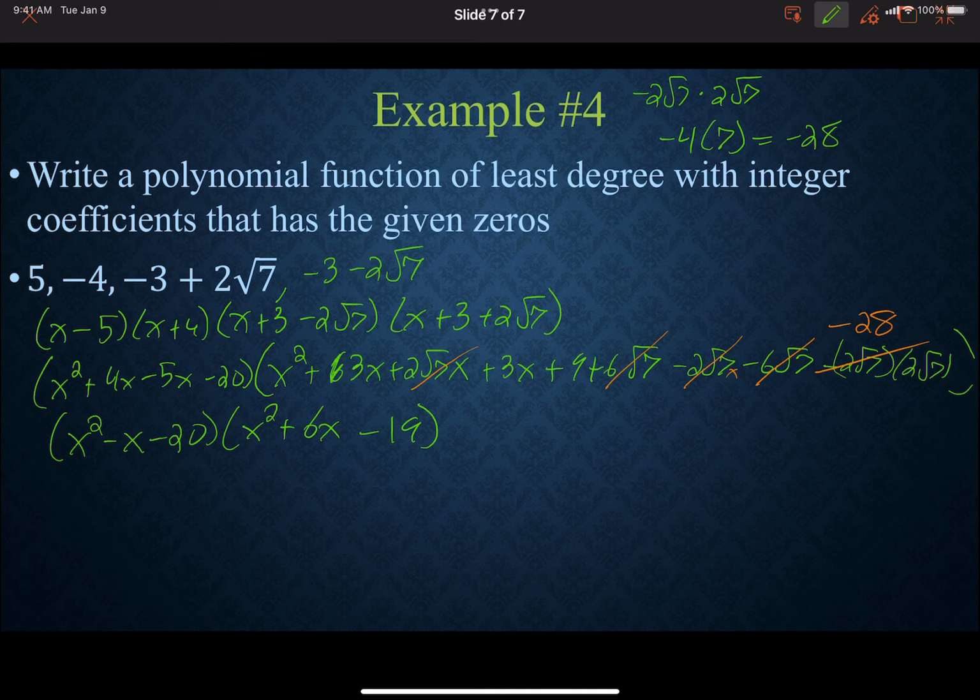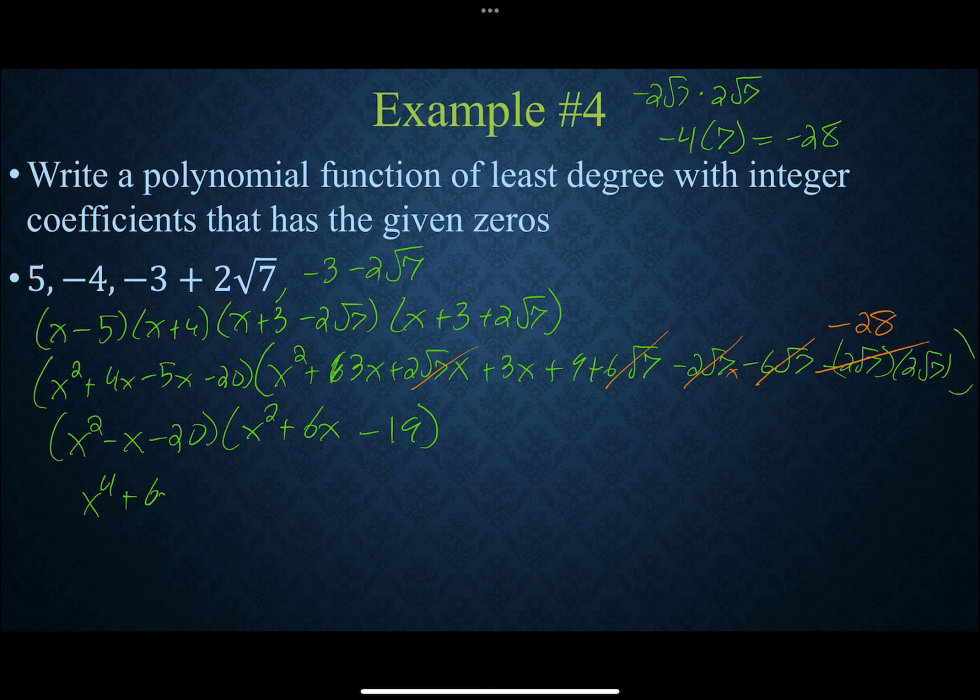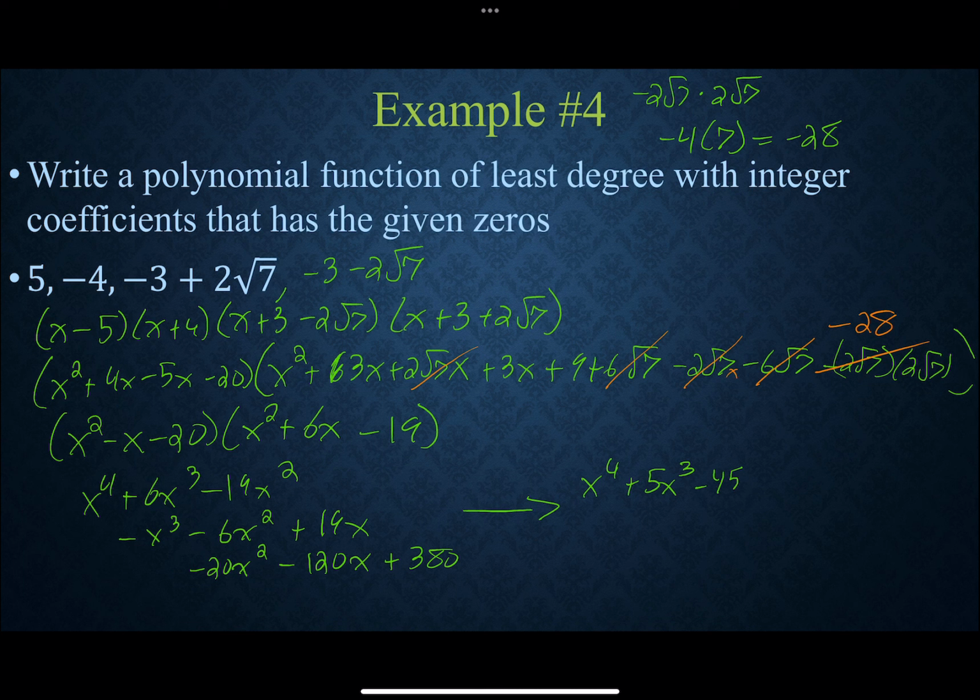And then our last FOIL, we'll get x squared times everything, giving us x to the 4th plus 6x cubed minus 19x squared. And then negative x times everything is negative x cubed, negative 6x squared, positive 19x. And then negative 20 times everything gives us a negative 20x squared, a negative 120x, and then a positive 380. So our final answer would be x to the 4th plus 5x cubed for the 6 plus negative 1. Negative 19, negative 6, and negative 20, making negative 45x squared. Positive 19x and negative 120x make a negative 101x, and then plus 380 at the end.